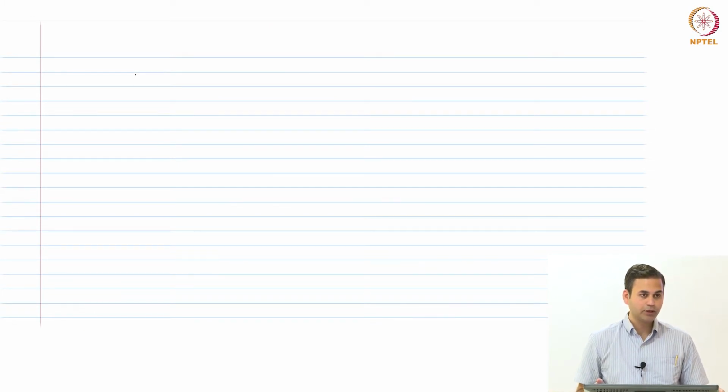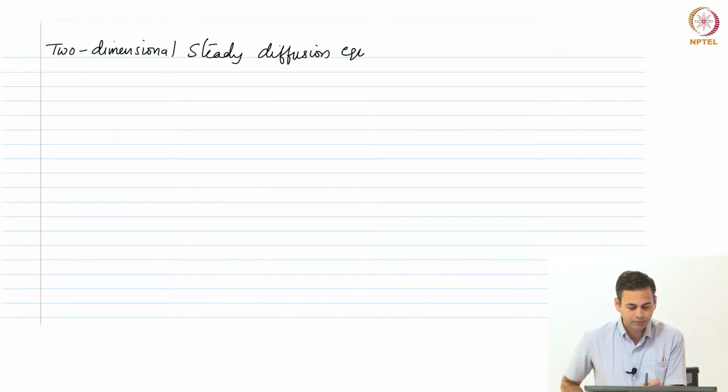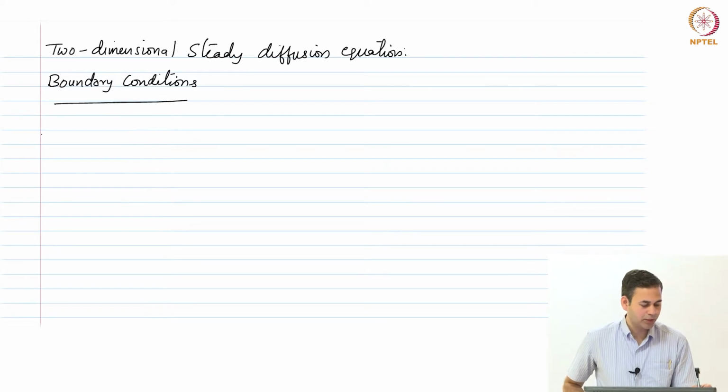So we were looking at the two-dimensional diffusion equation and the boundary conditions in the last lecture. So we are looking at the two-dimensional steady diffusion equation, and in that context we are looking at the boundary conditions. We have finished the discussion on the Dirichlet boundary condition and also on the Neumann boundary condition.